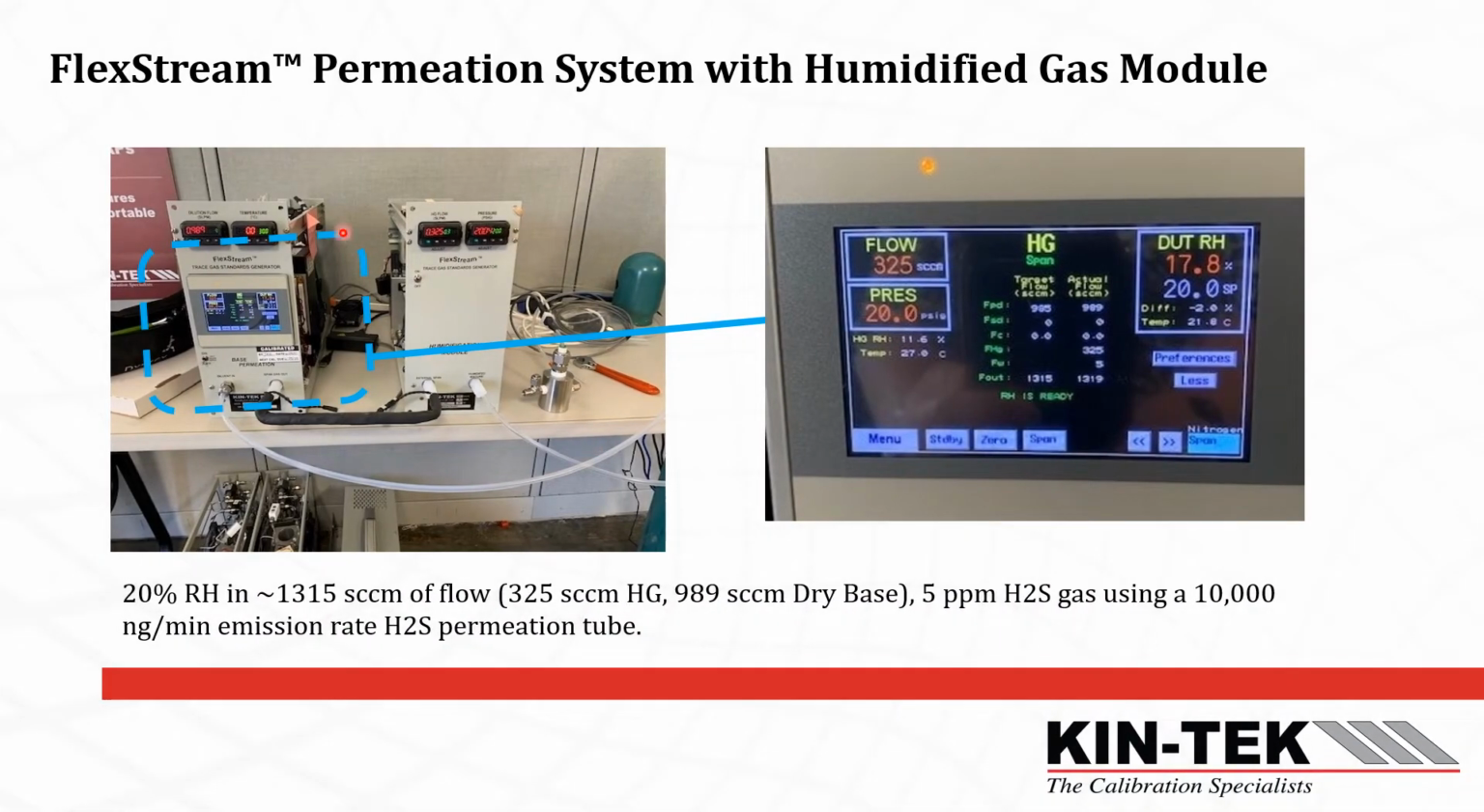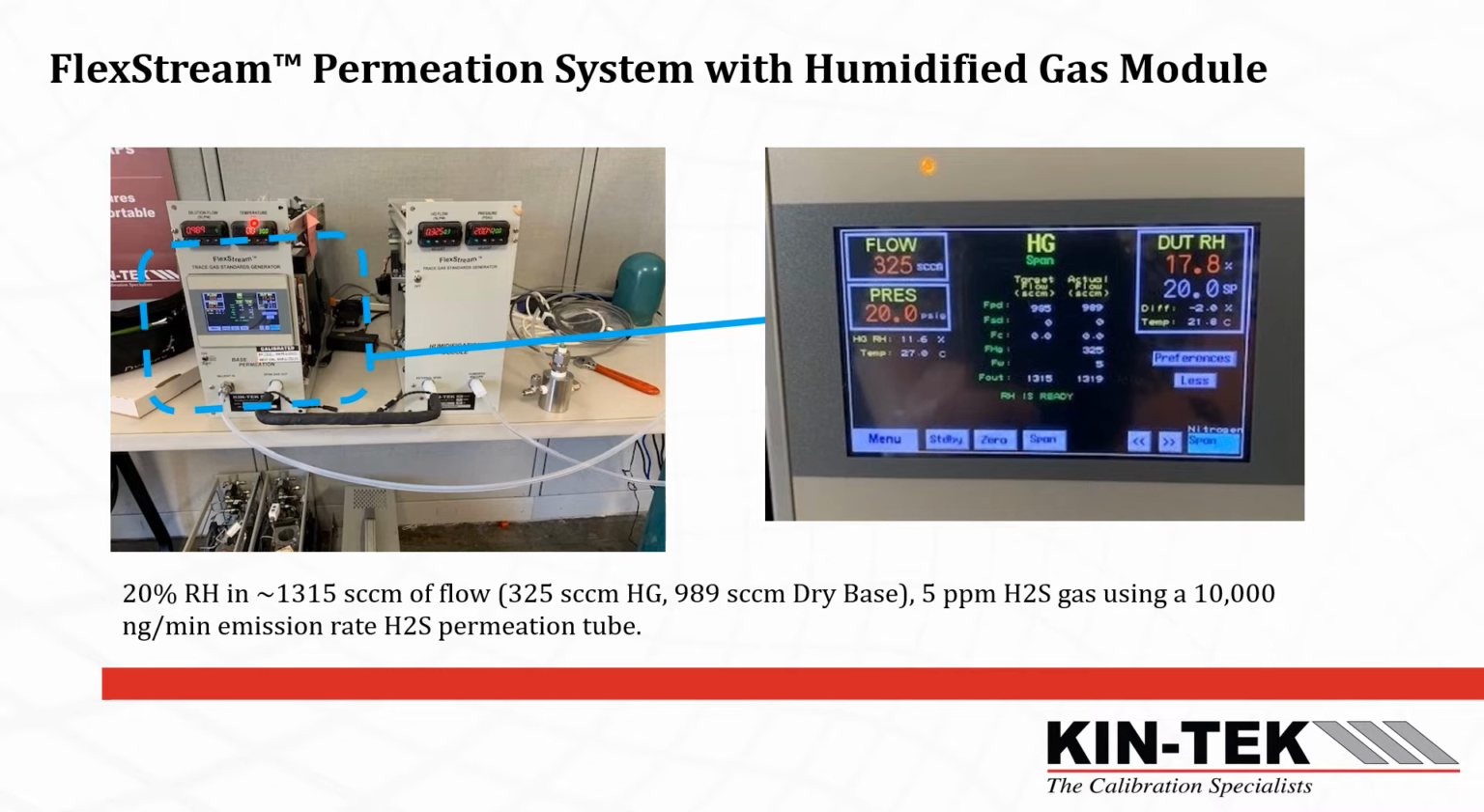So here's an example of the FlexStream permeation system with the humidified gas module or the HG module. So you have the FlexStream as a base module here connected to the HG module here. So we have two modules connected together. The FlexStream base module has a touch screen that allows for scrolling through the different modules that are connected and looking at the controlling screen for each of those modules. So everything's controlled through the base module and that touch screen. It also has software that allows you to do controls too, and we'll look at that here in a second.